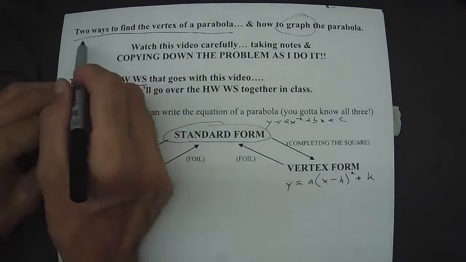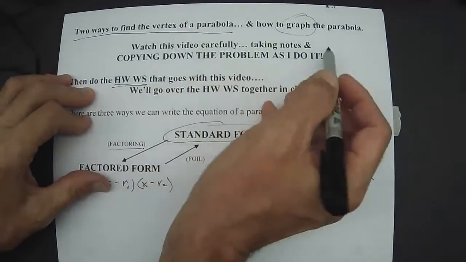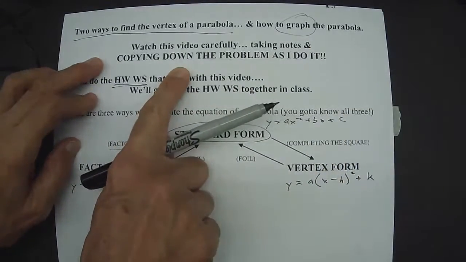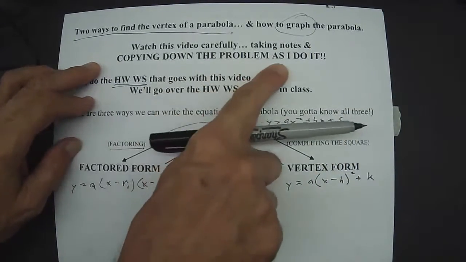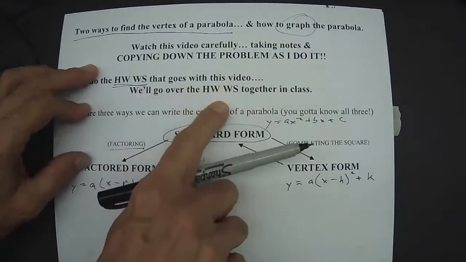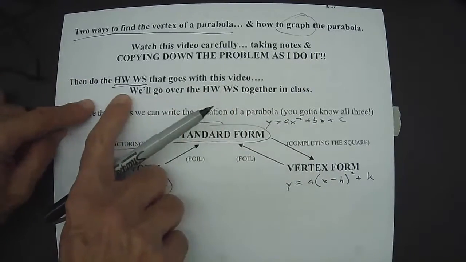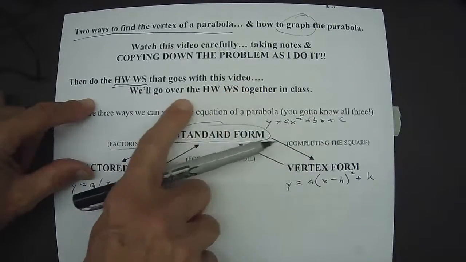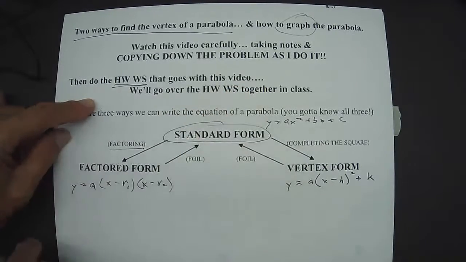Okay, so we're going to talk about two ways to find the vertex, and then we're also going to show how to graph it. Watch the video carefully, take notes, copying down the problem as I do it, so go through it slowly with me. And then I'll give you a homework worksheet that goes after this, and we'll talk about it in class if you have any questions.